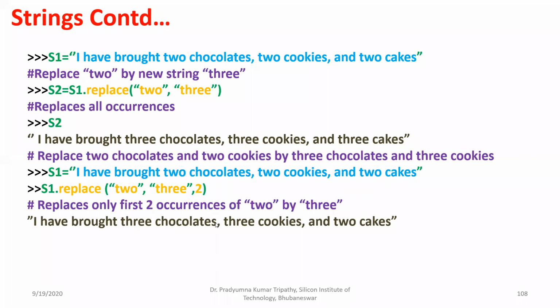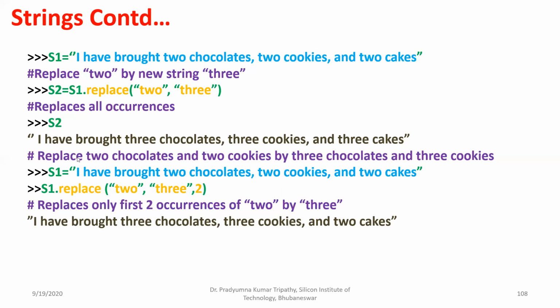But I don't want to replace all these occurrences. I want to replace only the first 2 occurrences, or first 3 occurrences, or only 1 occurrence. So in that case, what will we do? Replace 2 chocolates and 2 cookies by 3 chocolates and 3 cookies. I don't want to replace this cake. I want these 2 and these 2 replaced with 3 and 3.